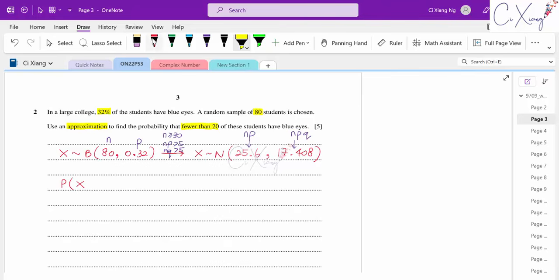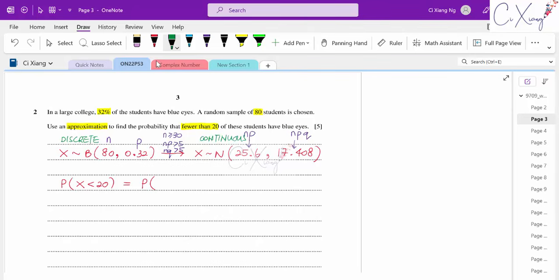So fewer than 20 means that we are having less than 20. Okay, to calculate the value for x less than 20, from binomial become normal, we have to apply continuity correction. The reason is because the binomial distribution belongs to discrete random variable, and the normal distribution belongs to continuous random variable.